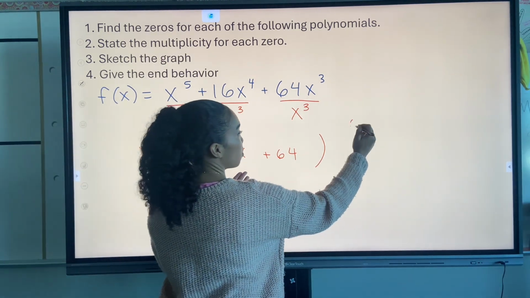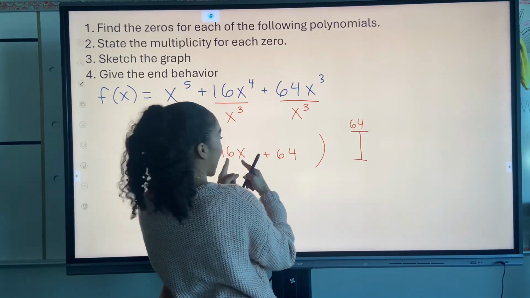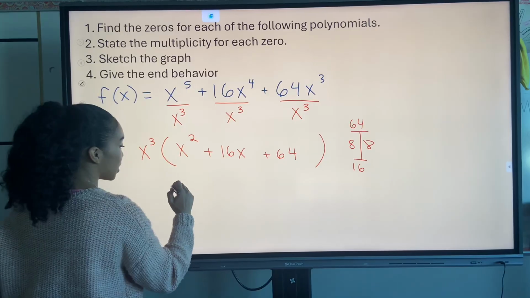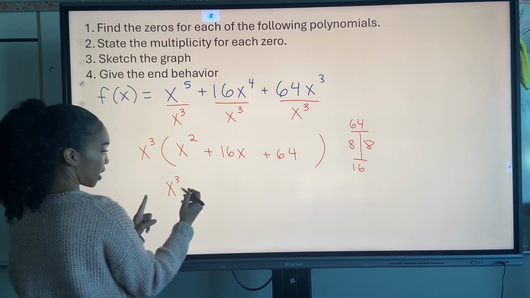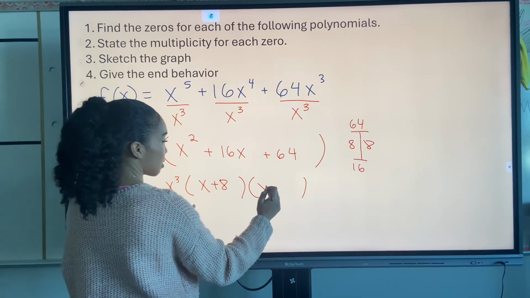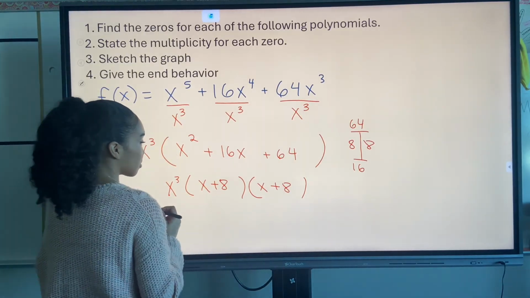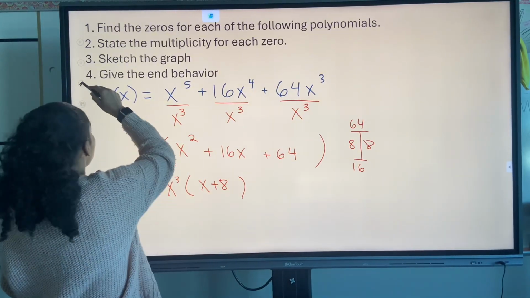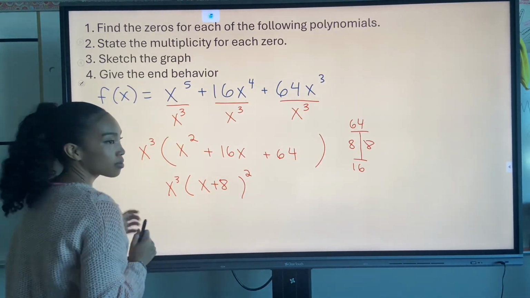2 numbers that multiply to 64 and add to 16 are 8 and 8. So this can be written as x cubed on the outside, don't forget that, and then we can write this as (x plus 8) times (x plus 8). Or you can write it more efficiently and just put (x plus 8) squared.